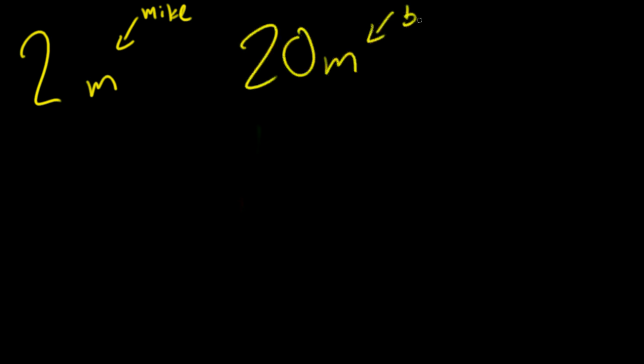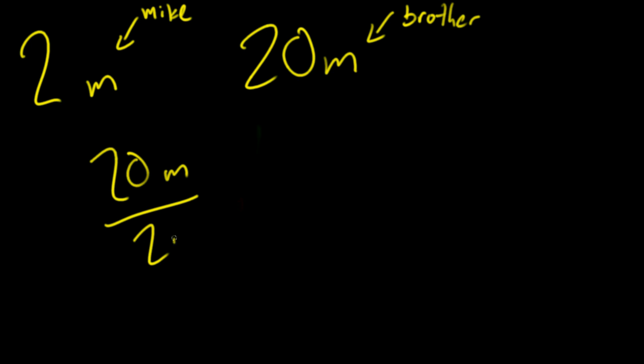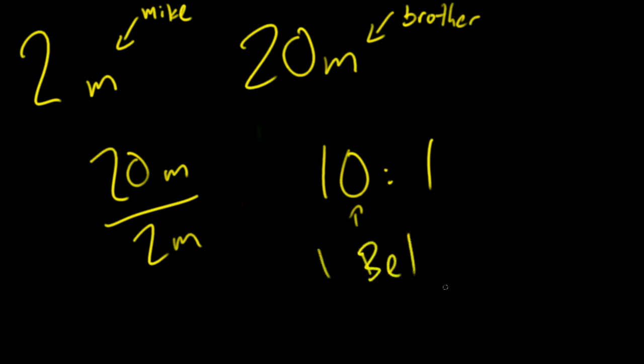Let's say I'm 2 meters tall. Okay, that's a bit of an exaggeration, but we'll go with that. And let's say my brother is a giant and he's 20 meters tall. Now, how much taller is my brother than me? Well, 20 meters over 2 meters, that's a ratio of 10 to 1. That's 1 order of magnitude, or 1 bell, and there are 10 dBs, or 10 decibels in every bell, so he's 10 dB taller than me.